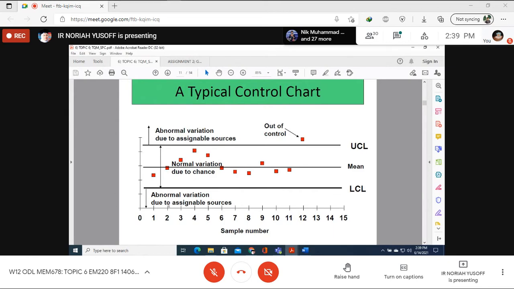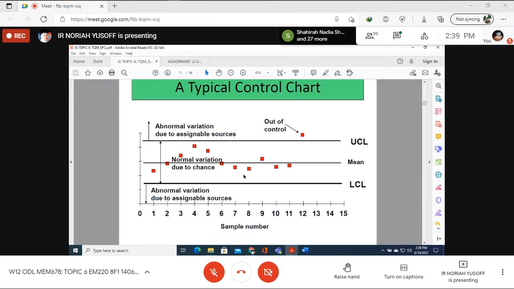Any variation in between these two lines, upper and lower control limit, will be considered as normal random variations. Anything beyond these two lines will be considered as abnormal variation due to assignable or unassignable causes.